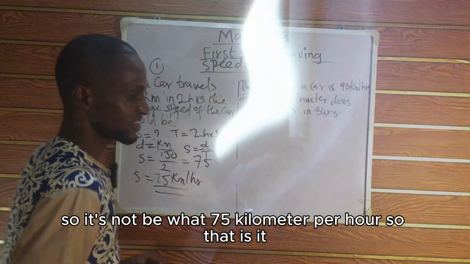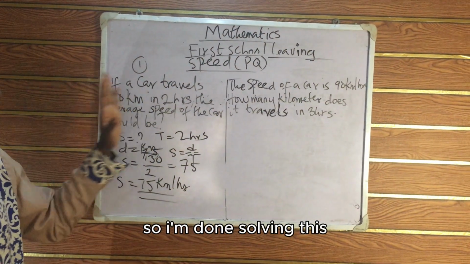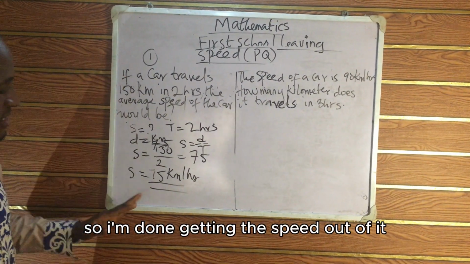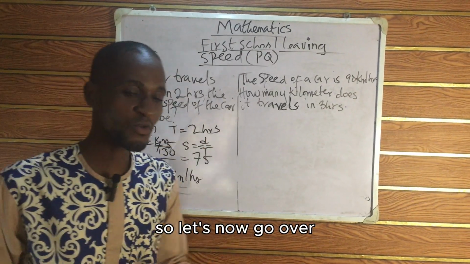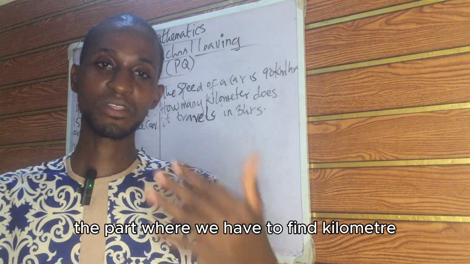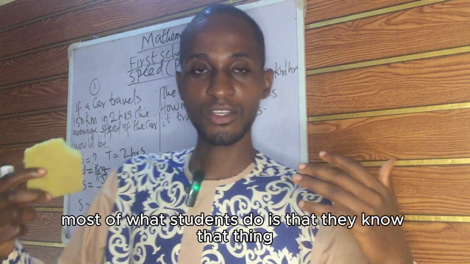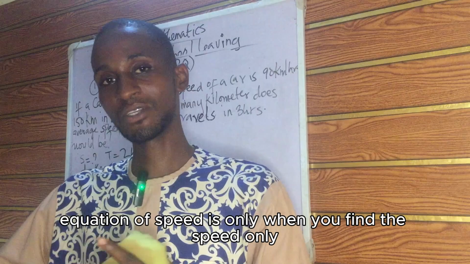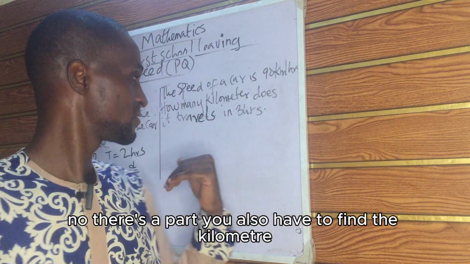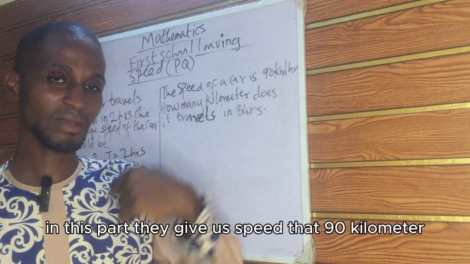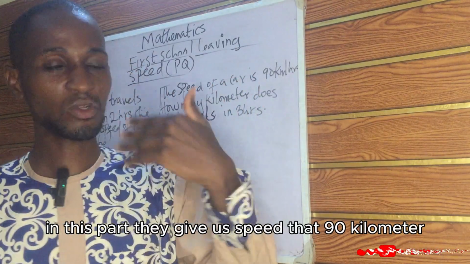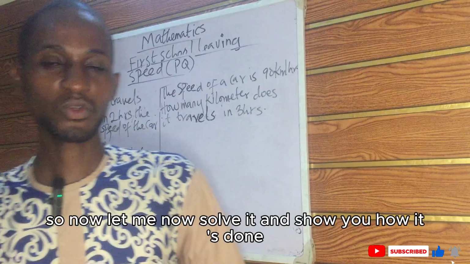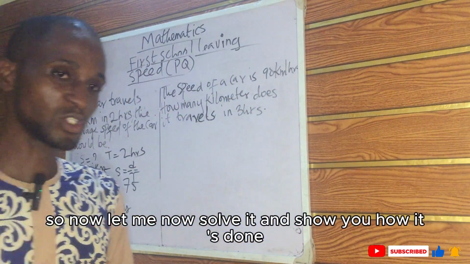So that is it. I'm done solving this, and this is the part of speed. I'm done getting the speed out of it. So let's now go over the part where we have to find kilometer. Most students think that a question of speed is only when you find the speed. No, there's a part where you also have to find the kilometer. So I want to show you how to find the kilometer in this part. They gave us speed, that is 90 kilometers per hour, but they now ask you to find the kilometer. Are you with me? Let me solve it and show you how it's done.